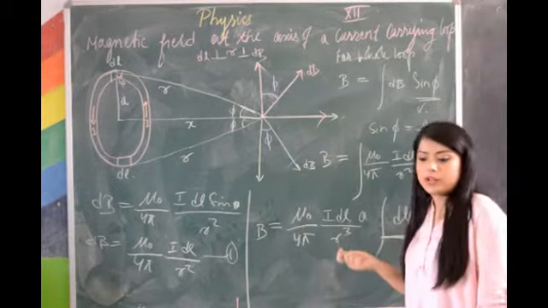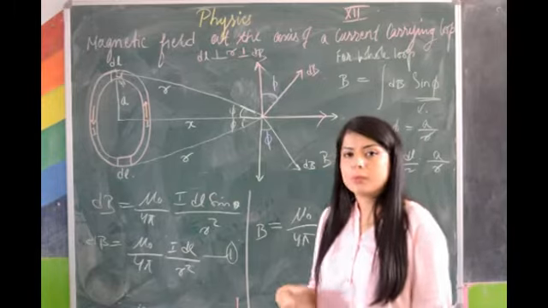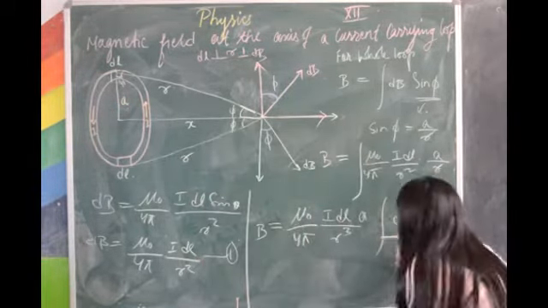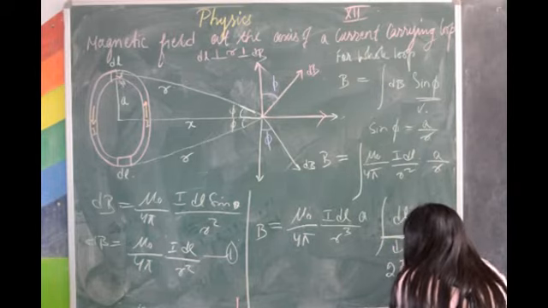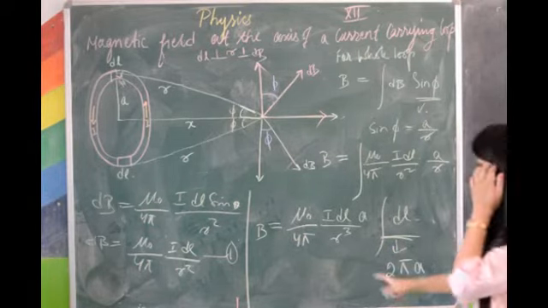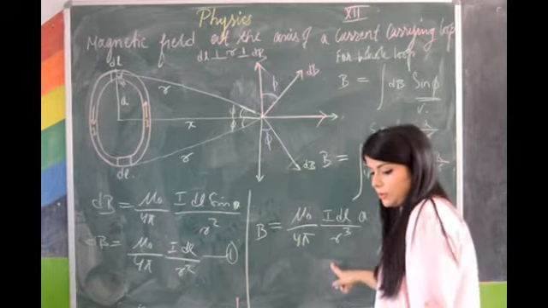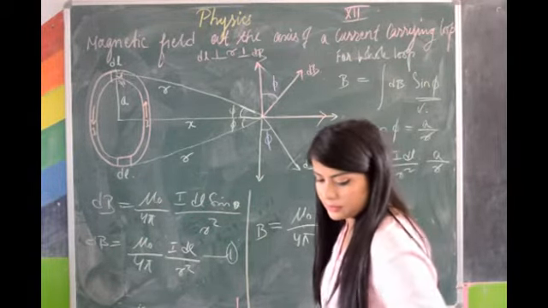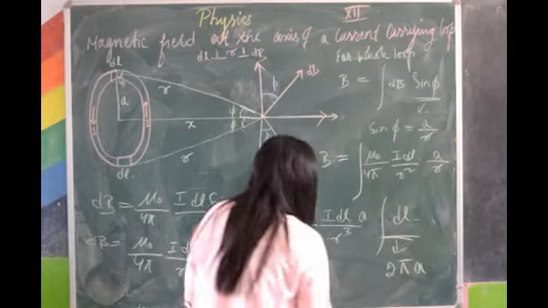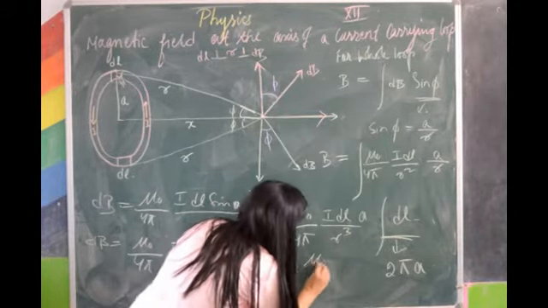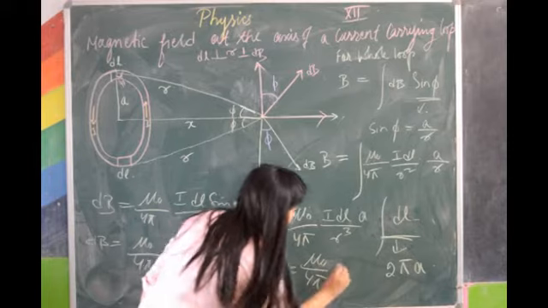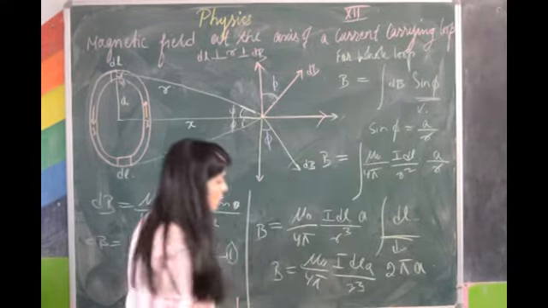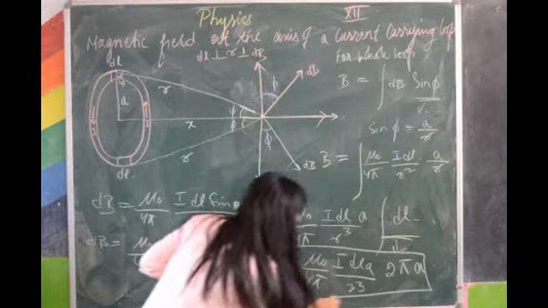The formula for the circumference of any loop is 2 pi r, where r is the radius. The radius over here is a. So the circumference of the loop, or this integration part, will be 2 pi a. Rest everything will be similar, so we can write it as it is. So B is equal to mu naught by 4 pi, I A by R cube into 2 pi a. So this is the magnetic field.